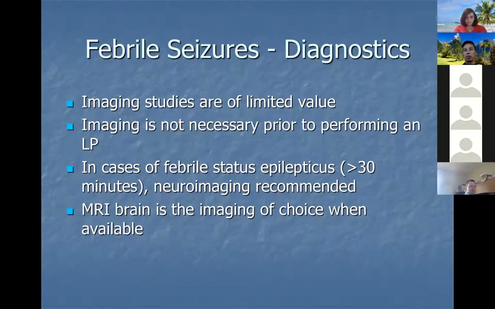You'll need to image the kid before doing an LP if the child obviously has a bulging fontanelle and the eyes are kind of down. Then that's probably reasonable, if you're concerned, to do some kind of imaging before you do the LP. Obviously, MRI is our imaging modality of choice. For many of our folks, MRI is not necessarily available urgently or quickly, especially on the weekends. And so whatever you have available as far as CT in the ER, I think that's perfectly okay.